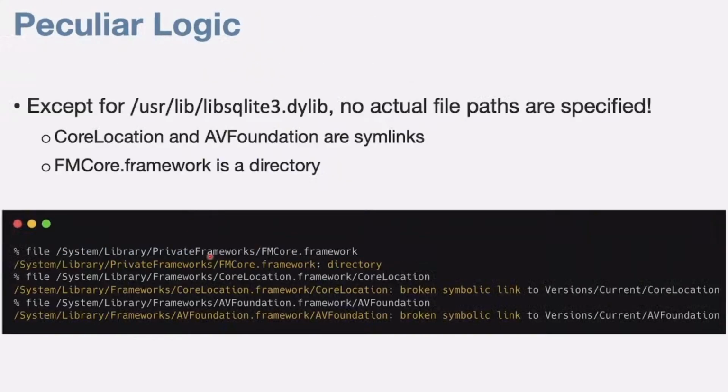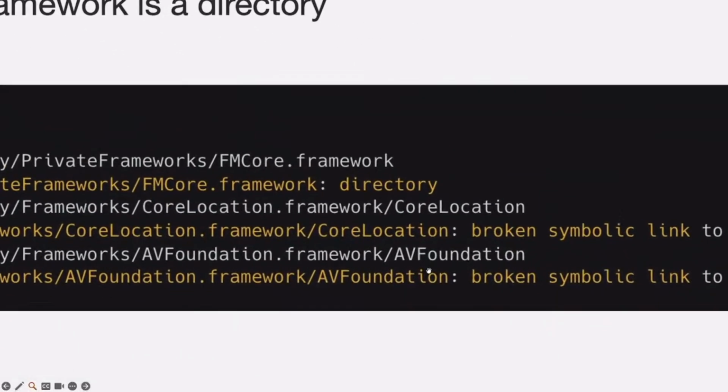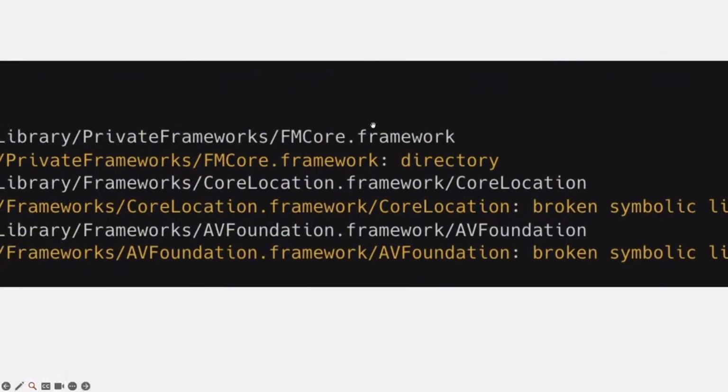When I look at these paths, I notice something strange. Except for libsqlite3 dylib, the others don't point to real files. For example, CoreLocation and AVFoundation are just symlinks. So the loaded library scanner should specify the resolved path. What's even more puzzling is that FMCore Framework is a directory. Unsurprisingly, no legitimate process would load a directory as a dylib. So what's going on here?